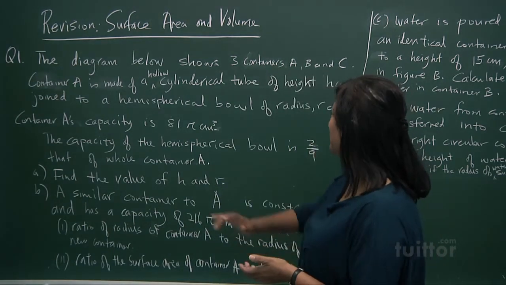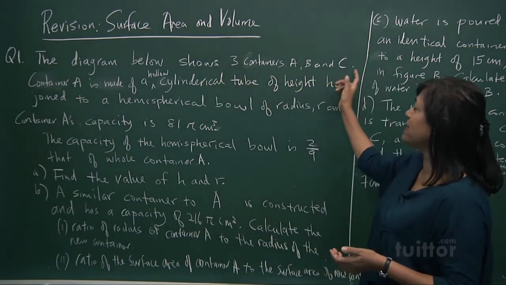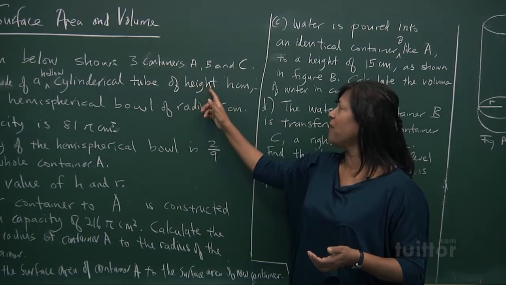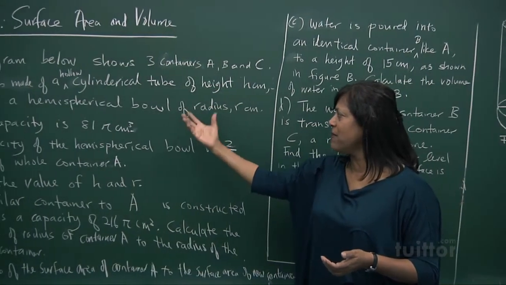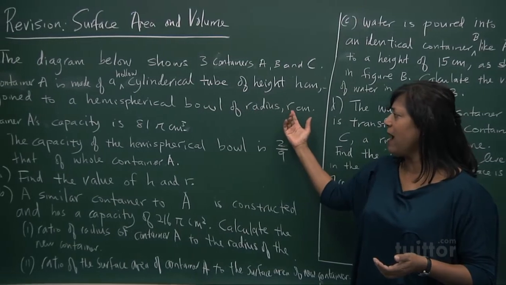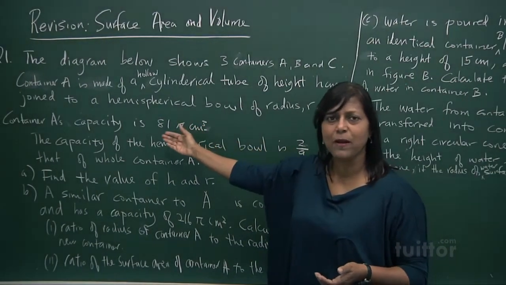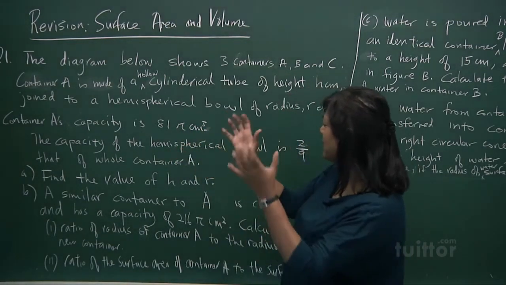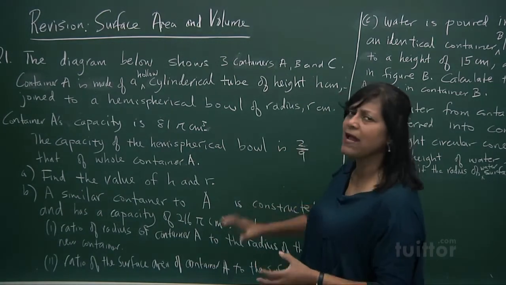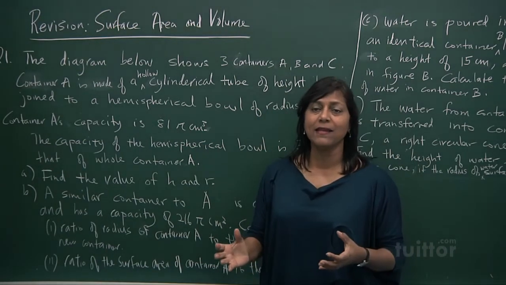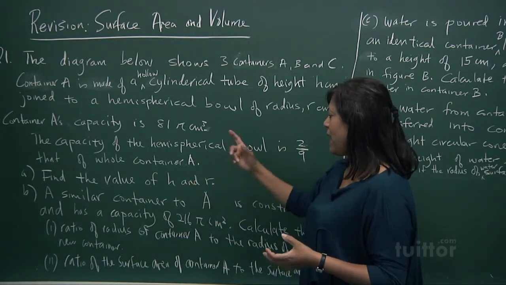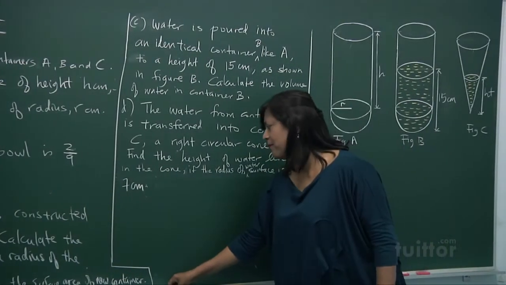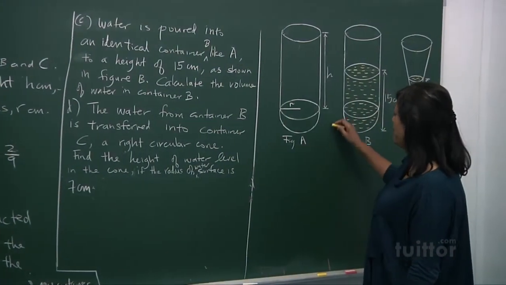And that sum here is the diagram below shows 3 containers A, B, C. Container A is made of a hollow cylindrical tube of height h joined to a hemispherical bowl of radius r, and the container is 81 pi cm cubed. Now the capacity of this hemispherical bowl is 2/9 that of the whole container. Alright, it's 2/9. Find the value of h and of r. Let's go to this part of the sum and let's see what can be done. Now look at this figure here, this figure A, and that's what they're referring to.